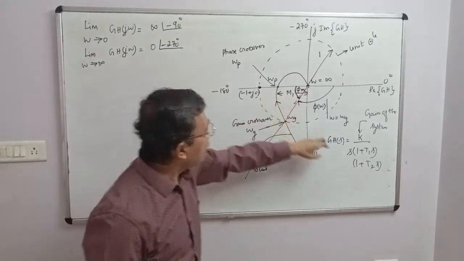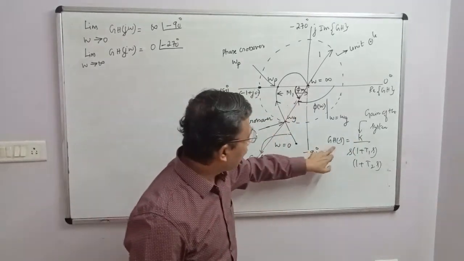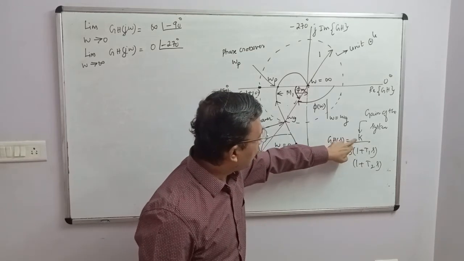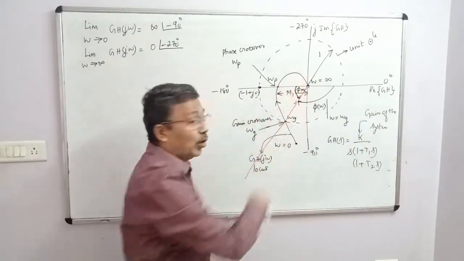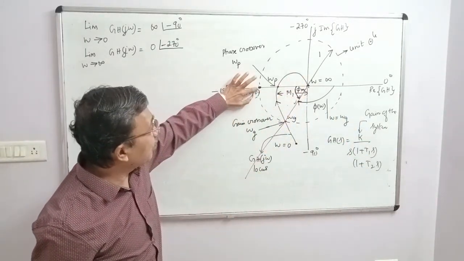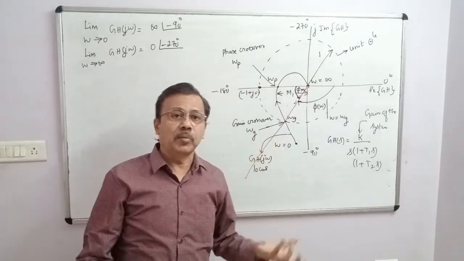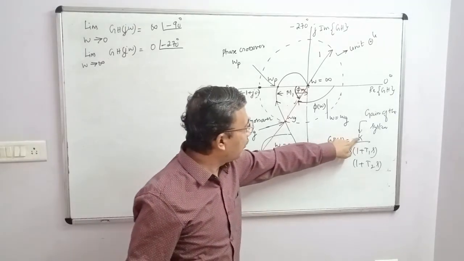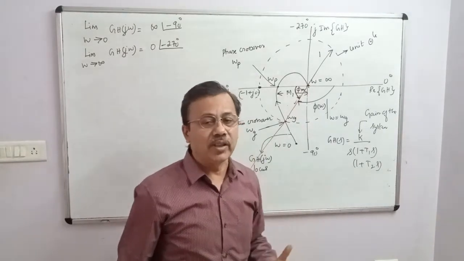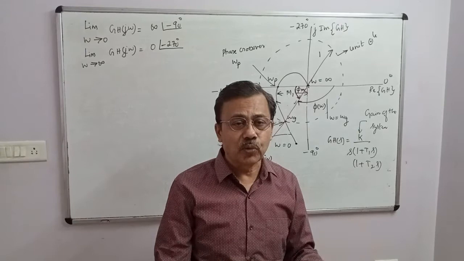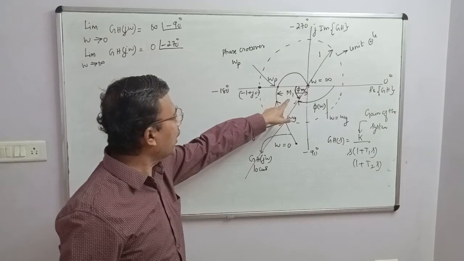If you multiply this system gain K by the reciprocal of m1, that means in the transfer function GH of s, if you replace K by K divided by m1 and plot the GH of j omega locus, the locus will pass through minus 1 plus j0 point. That means a system which was stable becomes just unstable, that is, marginally stable. So, therefore, what is gain margin? Gain margin is 1 by m1.